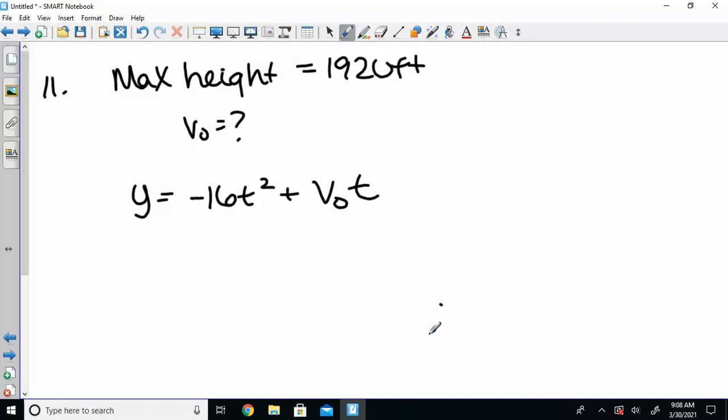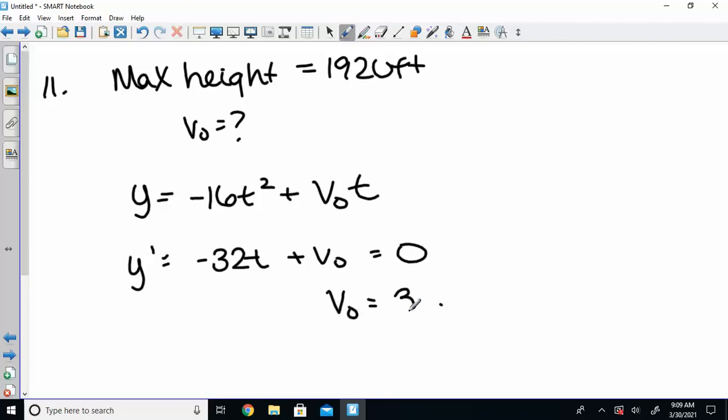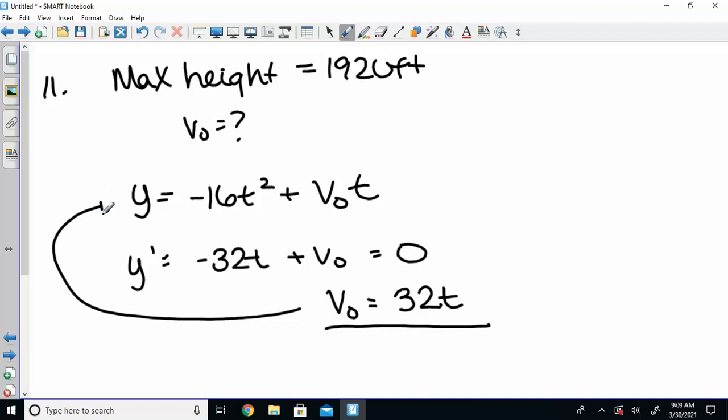Okay, the maximum height. How do you find a maximum or minimum? When the derivative equals 0. So if I did this derivative, that's negative 32t plus v sub 0. That's 0. So what I find now is if I solve for my initial velocity, it is equal to 32t. So if I find my time, I can get the true velocity. So if we go back to our height equation, we're going to plug that in.